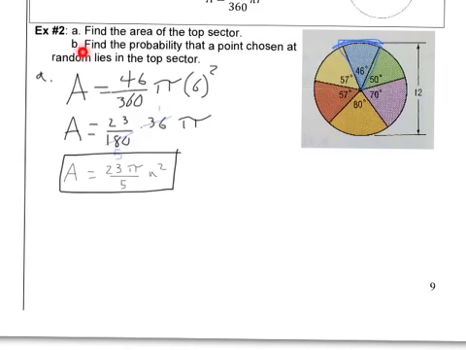Well, they want us to find now the probability that a point chosen at random lies in the top sector. So out of the total area, what's the probability that it lands in this part? Okay, well this isn't going to be that difficult, because remember, we can just take the target area and put it over the total area. So target area, again, 23 pi over 5, divided by the total area, which is just pi r squared. We have it right here. It's 36 pi.